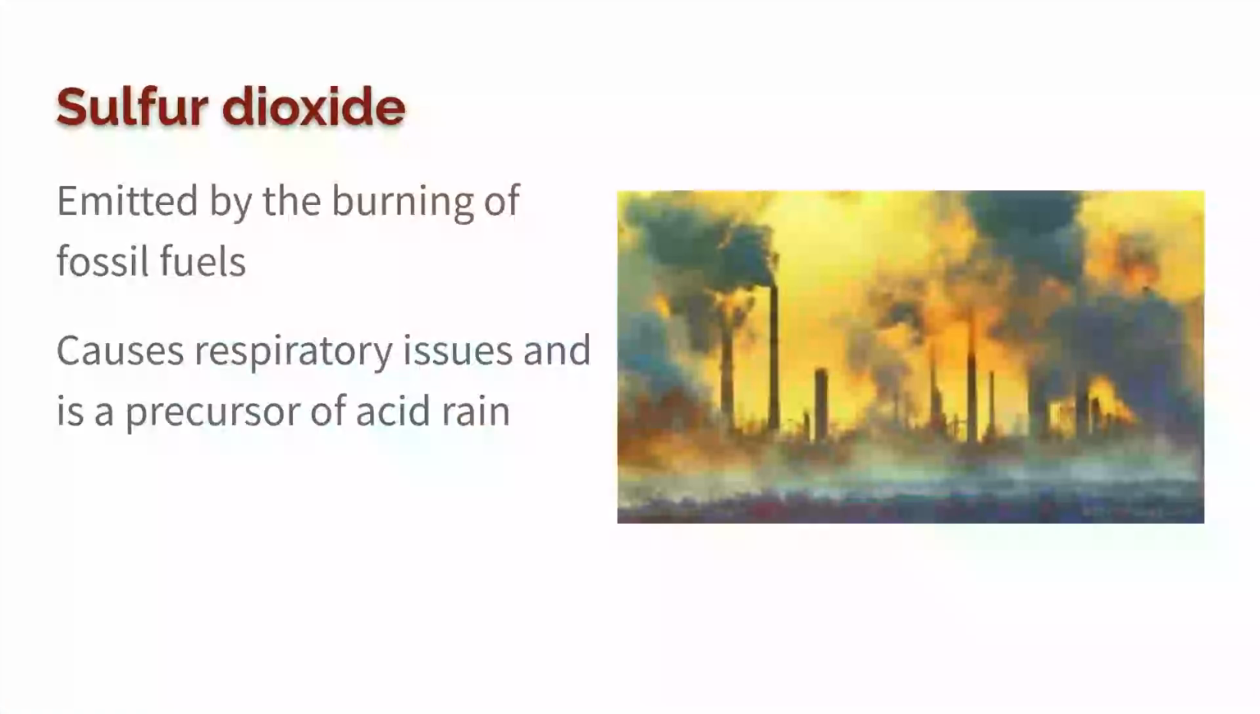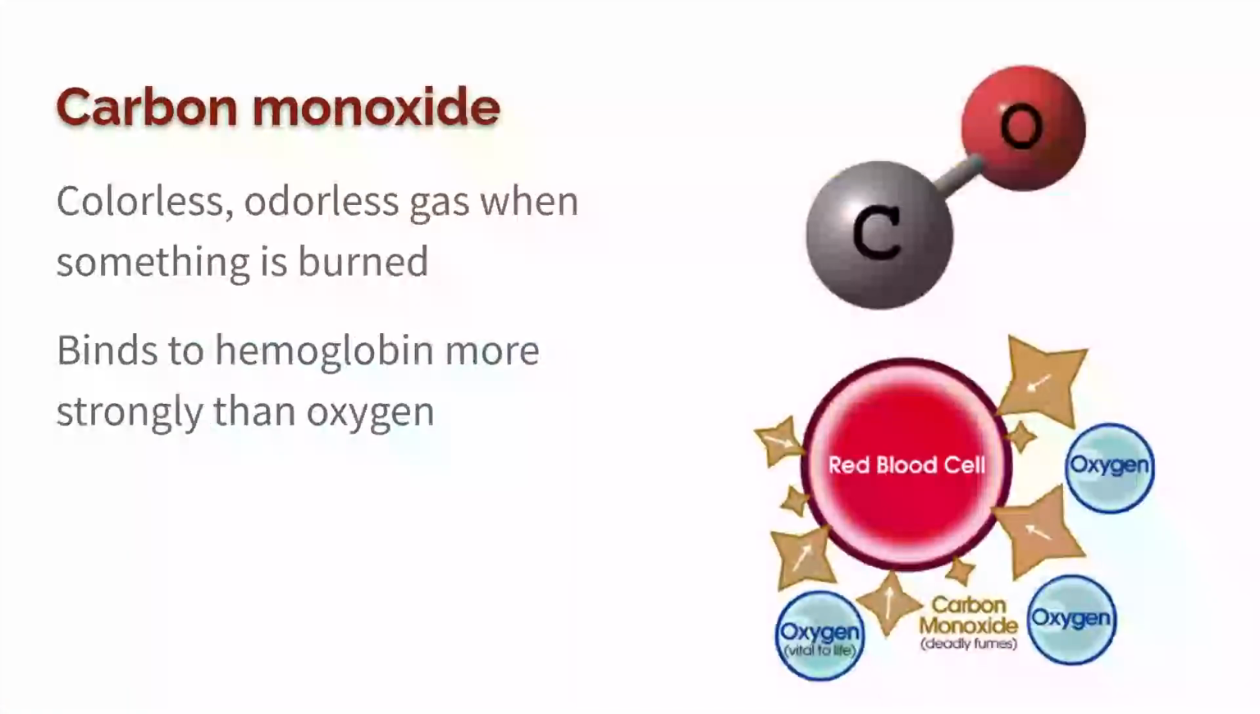Next up, we have sulfur dioxide, also emitted by the burning of fossil fuels. Carbon and sulfur are very similar chemically. So every now and then during photosynthesis, plants will take in sulfur and use it in the same way as they do carbon. And so fossil fuels have a lot of sulfur in them as well because of ancient plants taking in the sulfur dioxide and using it to make their plant stuff. It causes respiratory issues by itself. It is also a precursor of acid rain. It makes sulfuric acid in the atmosphere.